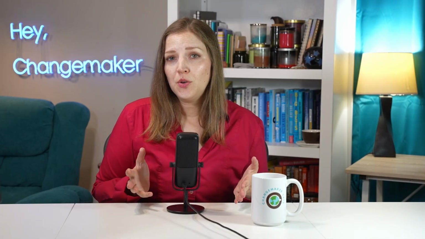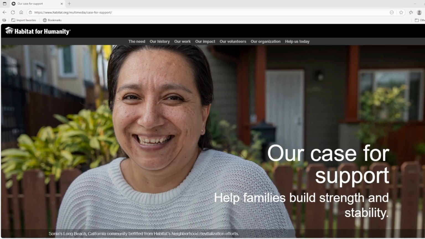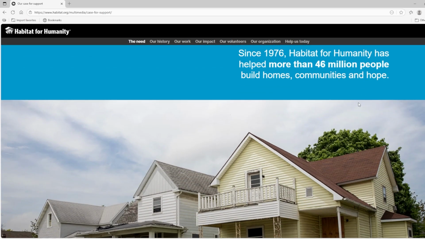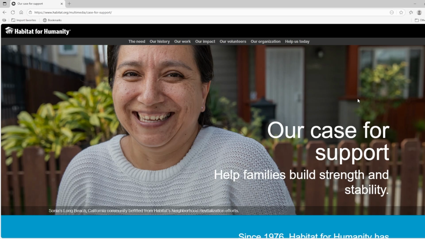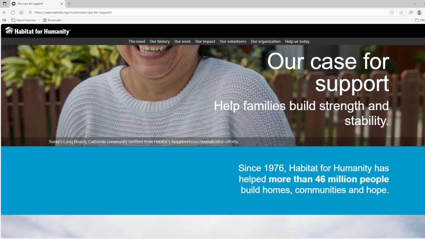I'm actually going to show you a real life example here in a second that I really like. It's an online version of the case for support for Habitat for Humanity. So I'll share my screen and let's take a look together. So the first thing I notice is that it's just very visually beautiful. You've got all these large pictures and graphics that tell the story. So let's get into some of these details here and see if they answer the questions we stated.